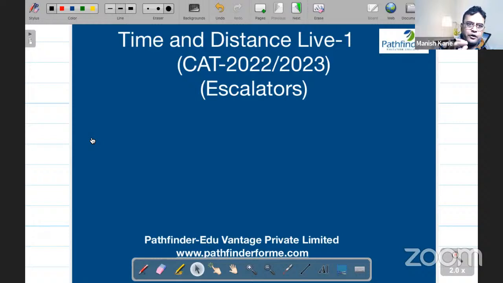Today, we are going to cover a particular type of question which has appeared in CAT a few times. These are questions based on escalators. Fundamentally speaking, the escalator concept will be similar to the boats and streams concept, but still some elementary changes need to be kept into consideration while attempting these questions on escalators.